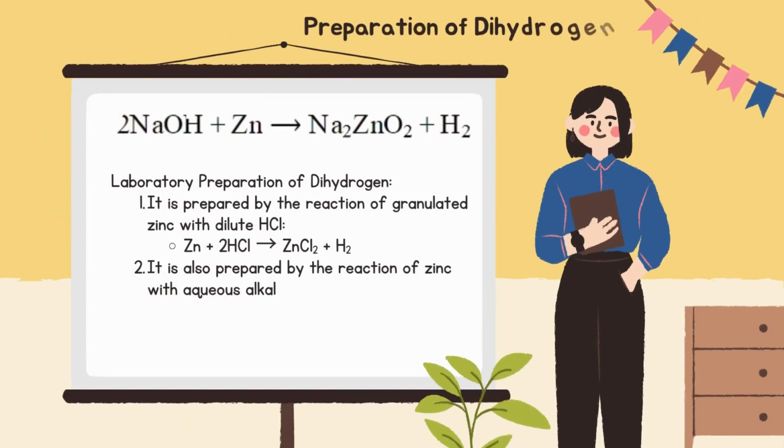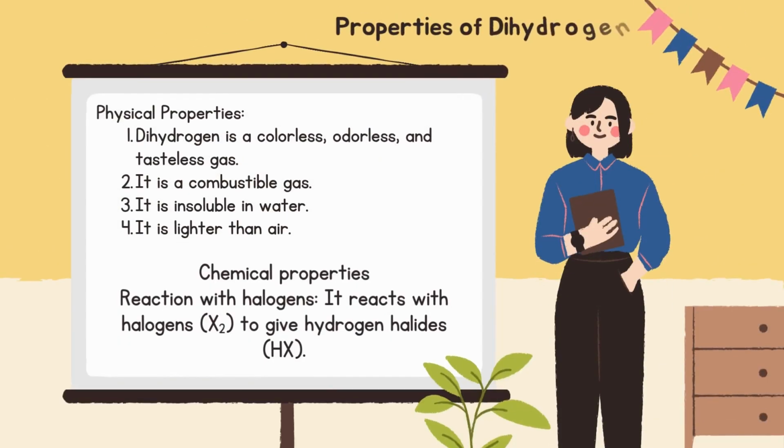Preparation of dihydrogen, H2. Laboratory preparation of dihydrogen: it is prepared by the reaction of granulated zinc with dilute HCl. Zn plus 2HCl gives ZnCl2 plus H2. It is also prepared by the reaction of zinc with aqueous alkali. Properties of dihydrogen. First is physical properties.